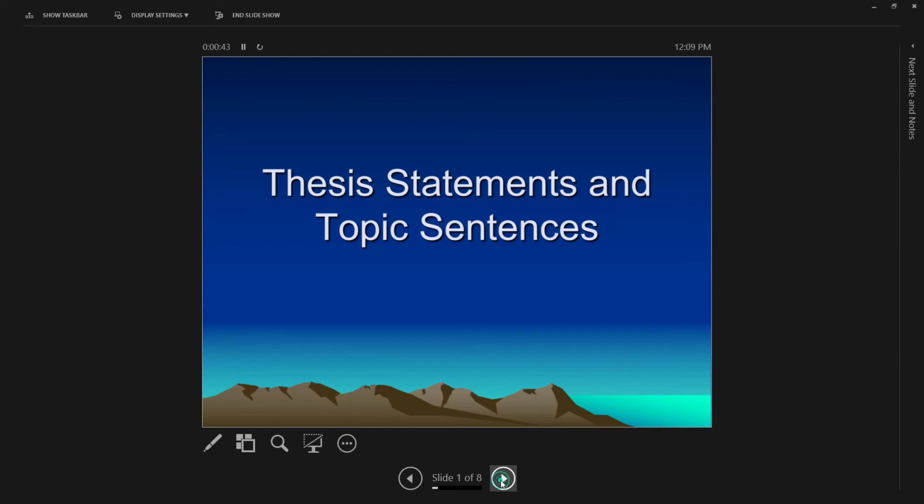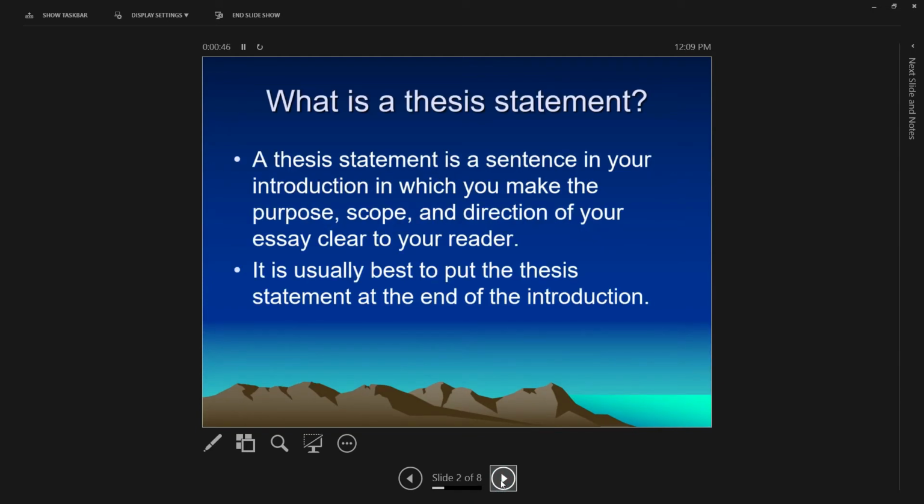They don't have topic sentences and thesis statements. So let's talk about what is a thesis statement. So a thesis statement is a sentence, one sentence in your introduction in which you make the purpose, scope, and direction of your essay clear to the reader. It's usually best to put the thesis statement at the end of the introduction. So your introduction is going to be kind of like giving some background information on your topic, whatever it is. And at the end, your last sentence, you say, boom, here's what I'm going to be talking about. You don't say, here's what I'm going to be talking about. Don't break the fourth wall. Don't talk to your reader. But you just explicitly say what you're going to be talking about in your essay.